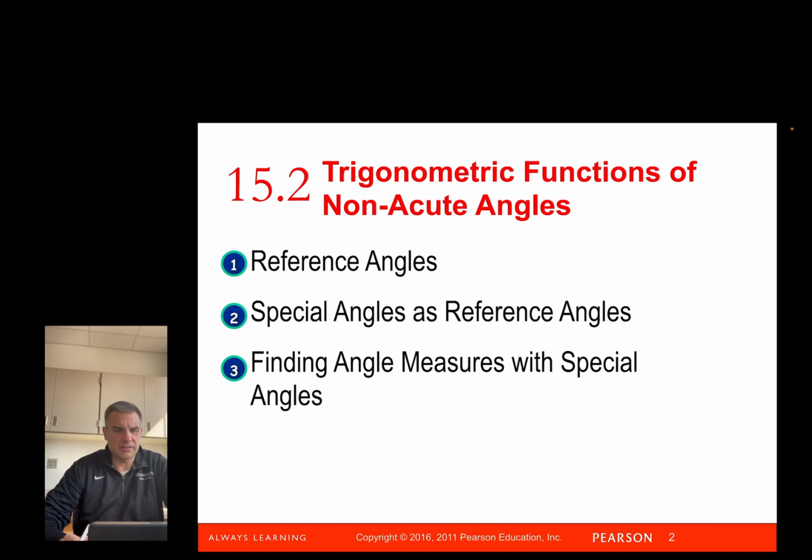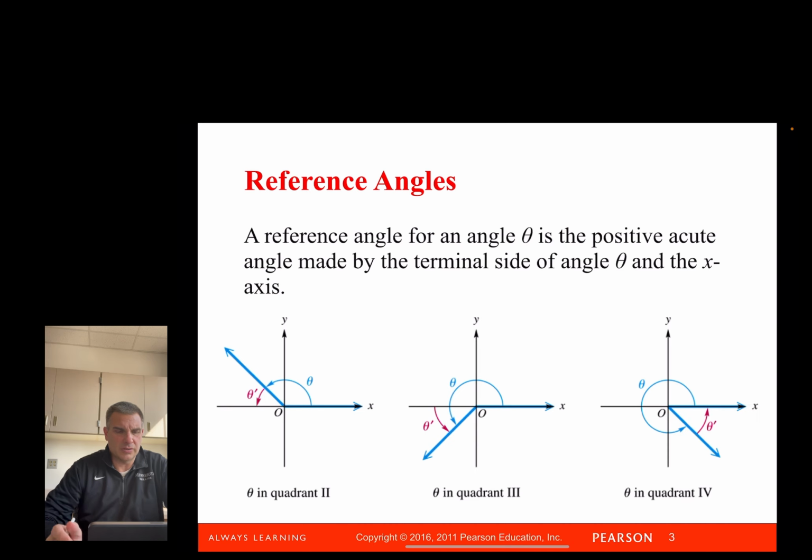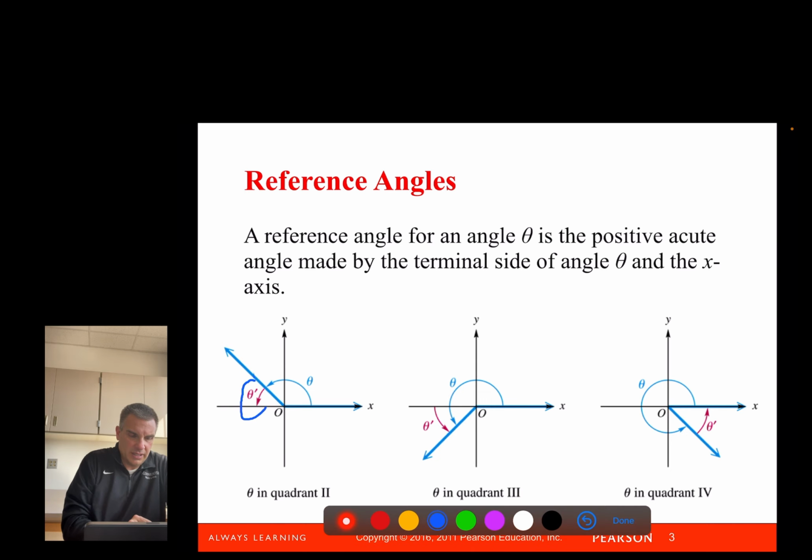We'll talk about reference angles and then how we go about doing these special right triangles. So a reference angle for angle theta is a positive acute angle made by the terminal side of an angle and the x-axis. This piece right here, that's the reference angle. The reference angle always goes from our terminal side, which is that blue, to the x-axis, and it doesn't matter what quadrant it's in. If it's in quadrant 1, 2, 3, or 4, it always goes to the x-axis no matter where it's drawn.